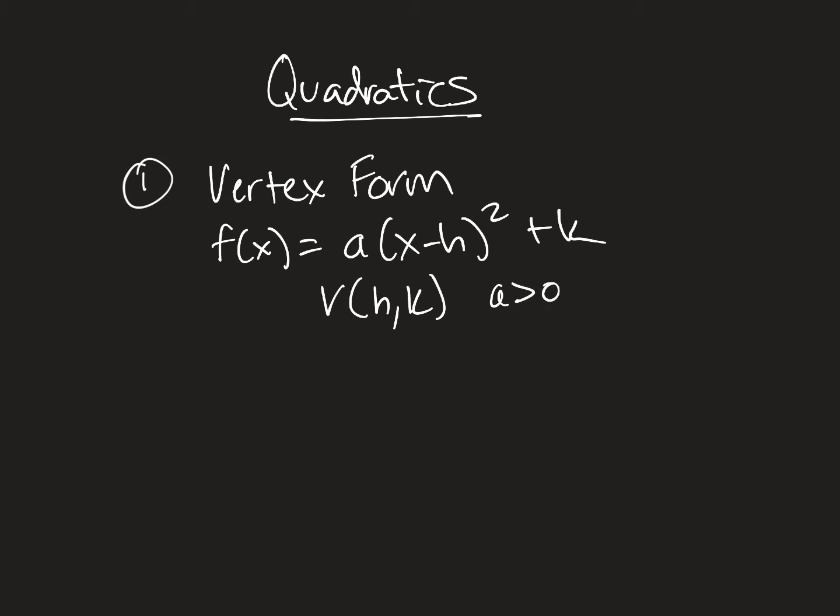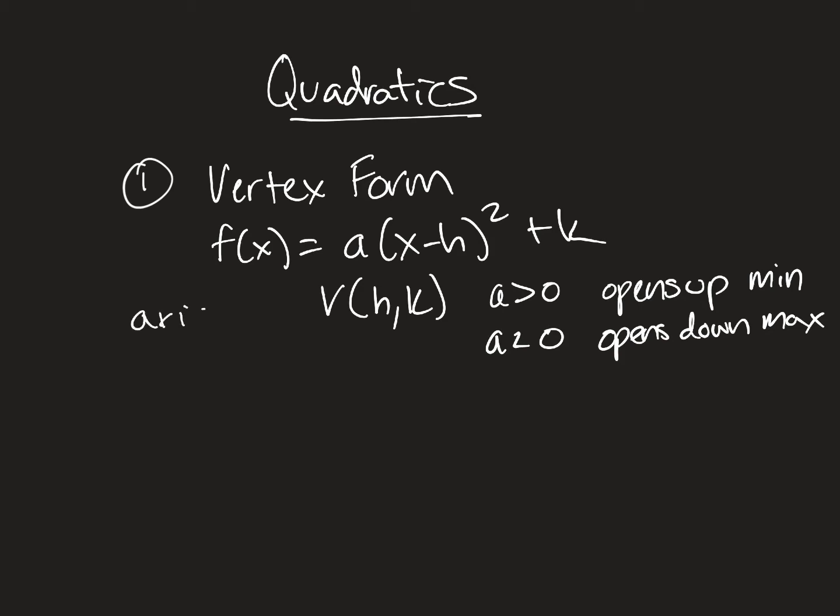Just other things to remember: if a is greater than 0, the parabola opens up, which means we've got a minimum. If a is less than 0, the parabola opens down, which means we've got a max. Another important feature is the axis of symmetry, which is the vertical line that divides the parabola into two symmetric halves. That is always x equals h, the vertical line going through the x coordinate of the vertex.